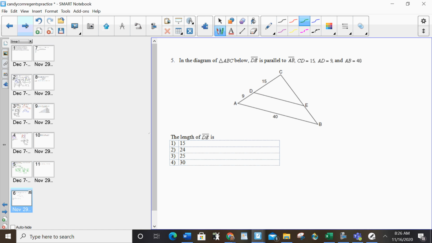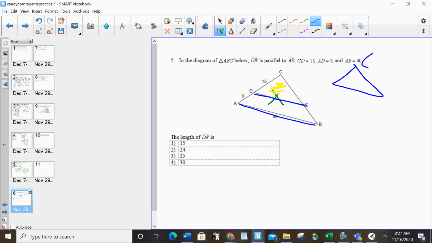So number 5, I'd like you to try on your own. If you haven't already, try it on your own now. So please pause and try it on your own. And now we'll go over it. It's asking for DE. I see a candy corn. Candy corn, bases separate. Are the bases involved? Yes, they're labeled with an X and with a 40.